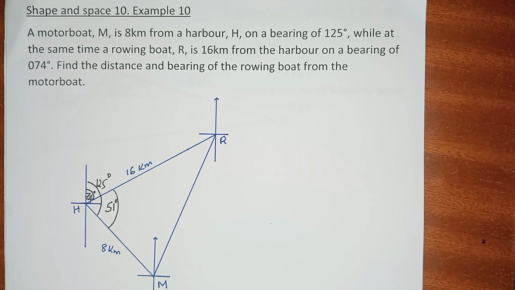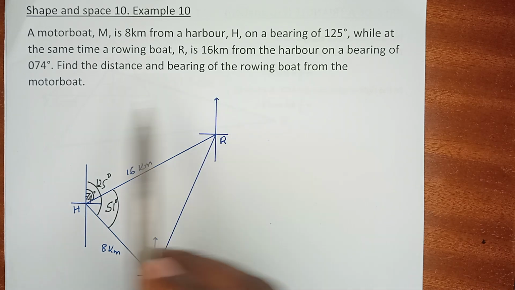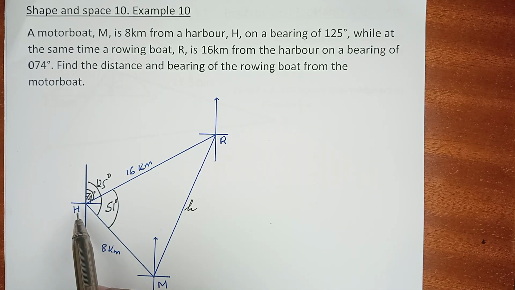Having said that, let us now go to the question. Find the distance and the bearing of the rowing boat from the motorboat. Find this distance, call it small h, because it is opposite vertex H, and the bearing of the rowing boat from this motorboat, this M now. We are expecting to find h and the bearing, that angle, from the true north to this line, that is the bearing of R from M.